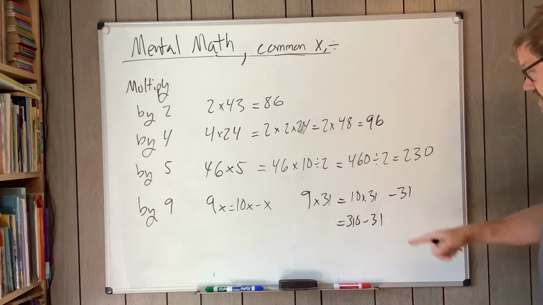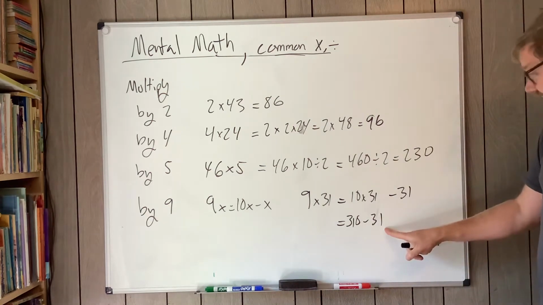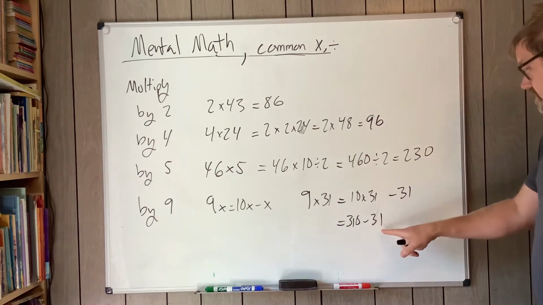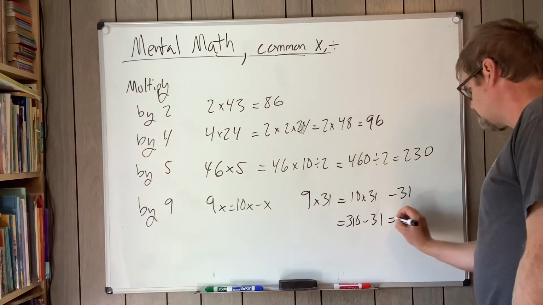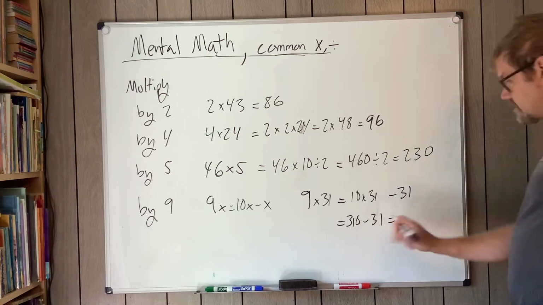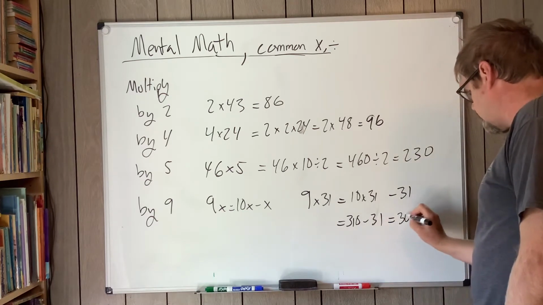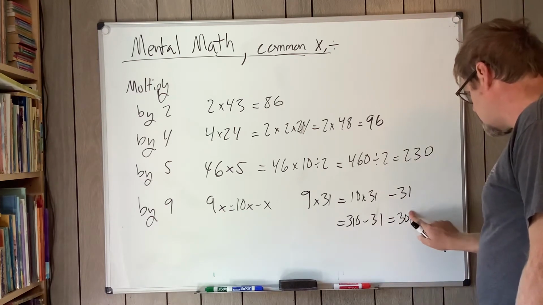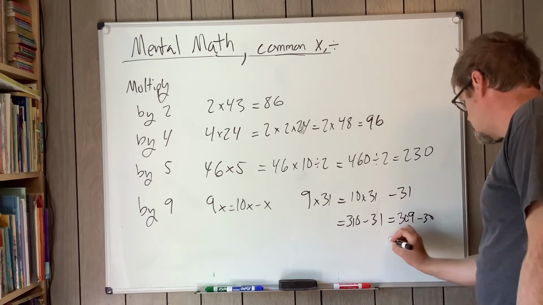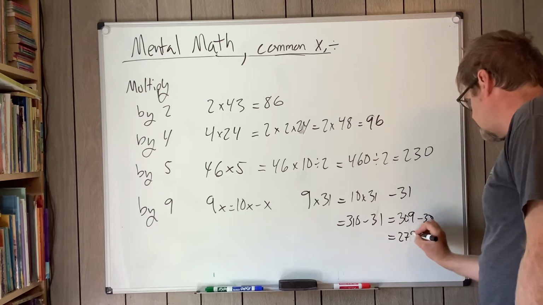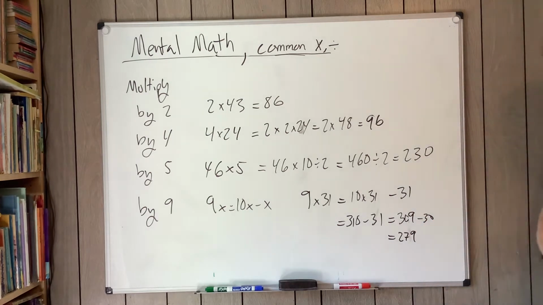So you might need to think a little bit about that. However, one of the things to do is maybe a little compensation. If I subtract 1 off of both, 309 minus 30, that's 279. So that's an example.